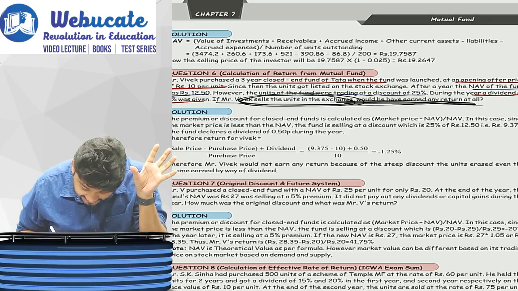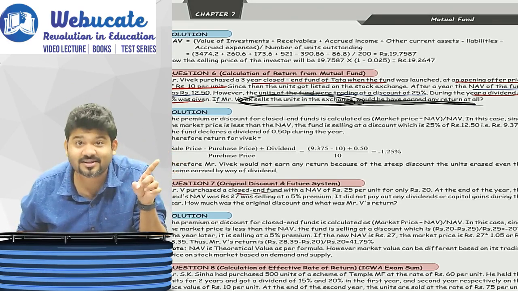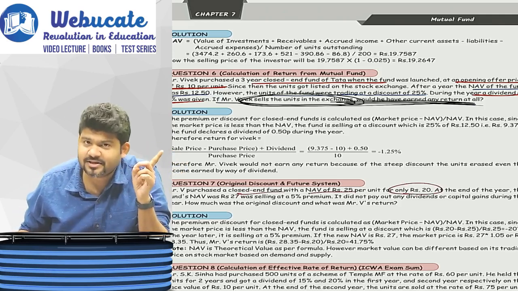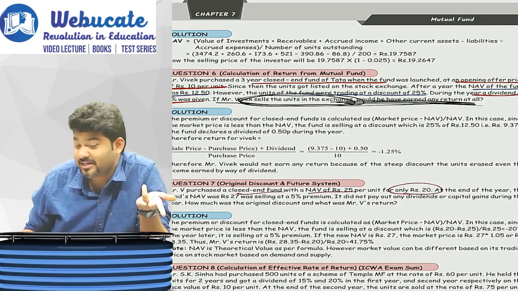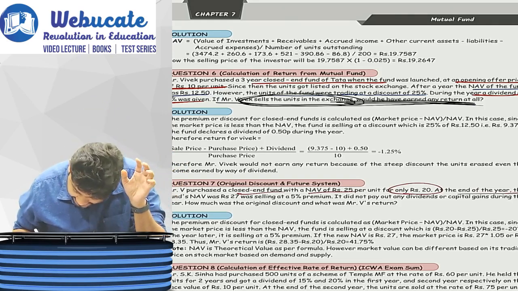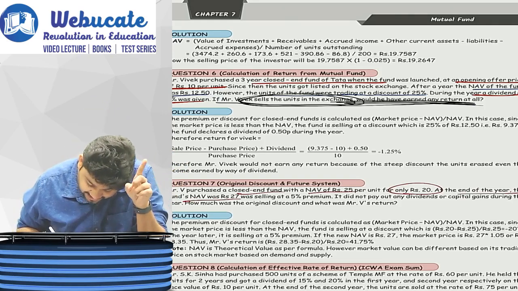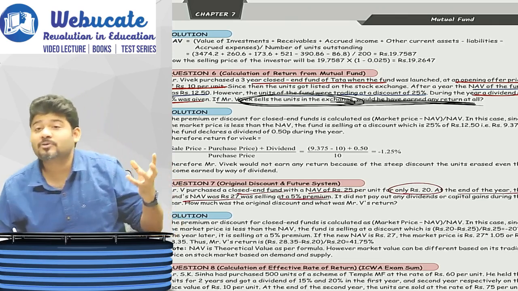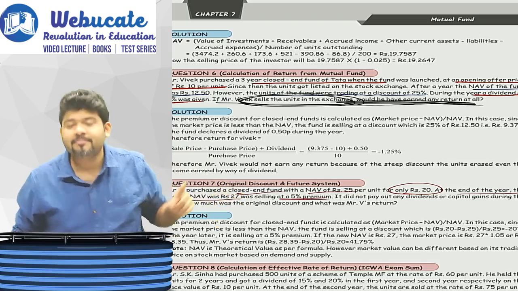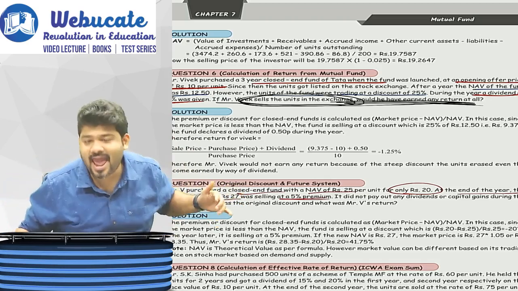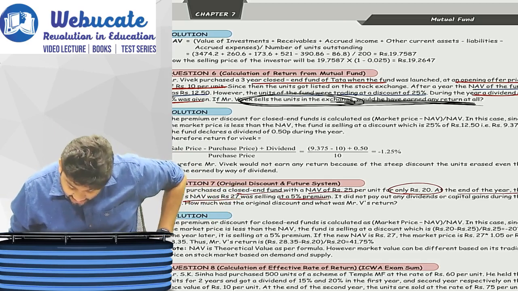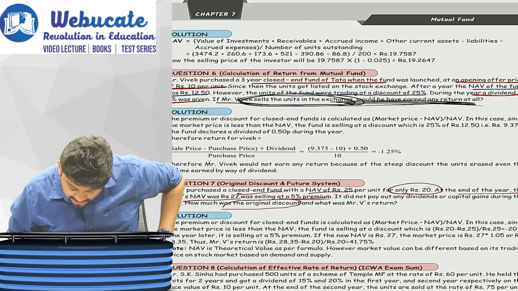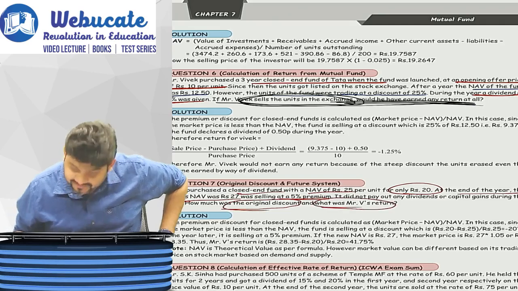Mr. V purchased a closed-ended fund, having a NAV of 25, for rupees 20. Is it possible? Yes, in a closed-ended fund it is possible. At the end of the year, the fund's NAV was 27, and it was selling at a 5% premium. The premium or discount is calculated on the NAV. It did not pay out any dividend or capital gain during the year. How much was the original discount and what was Mr. V's return?